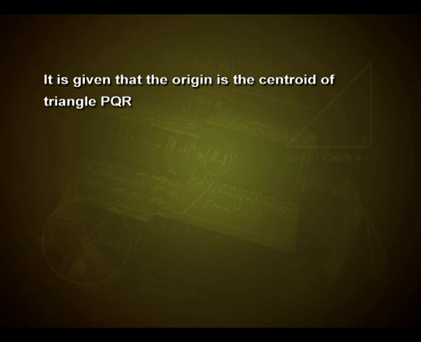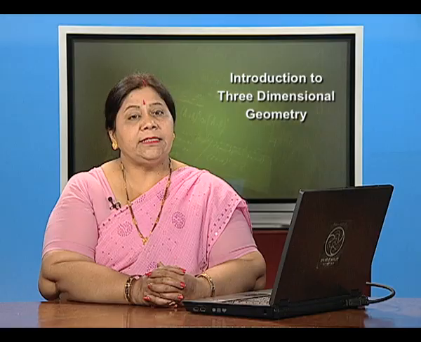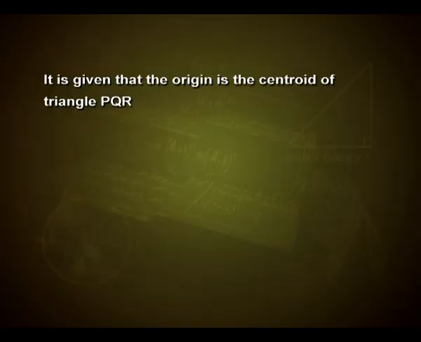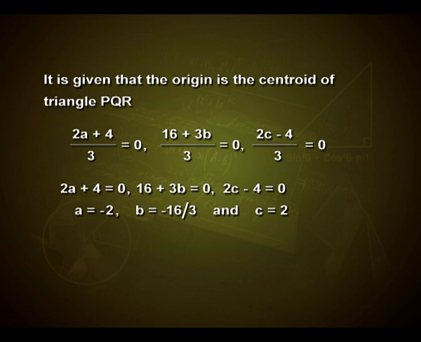It is given that the origin is the centroid of the triangle PQR. So, what do we do here? We equate the coordinates of x, y and z and we get 2a + 4 = 0, 16 + 3b = 0 and 2c − 4 = 0, which on solving gives us the value of a as −2, b as −16/3 and c equal to 2.